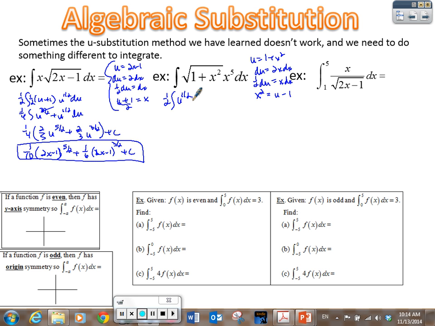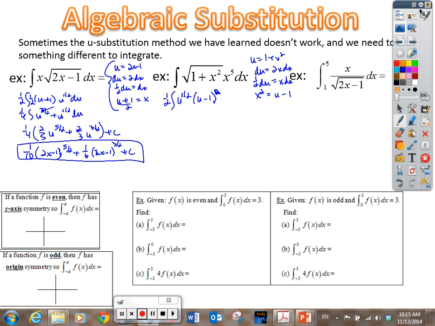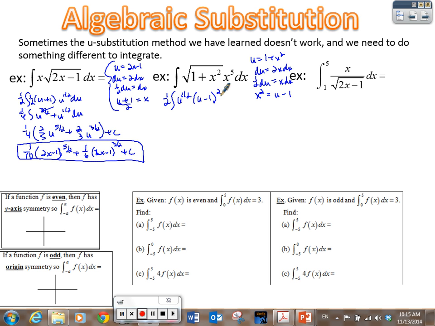That x to the 5th is split between, I need 4 of these. So u minus 1 to the 4th. Oops, squared, because it's x squared. And then one of them is handled by this x. Okay, so u minus 1 squared gives me 4 of them. And then one is handled by this, and that's du.